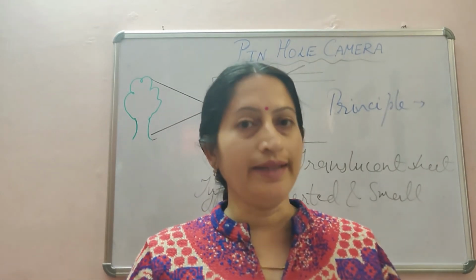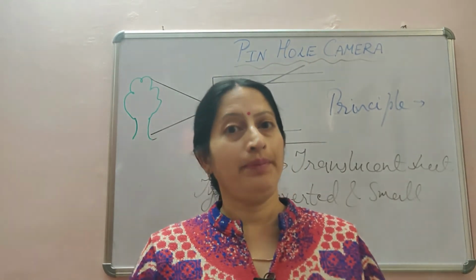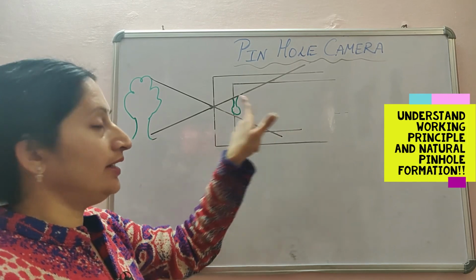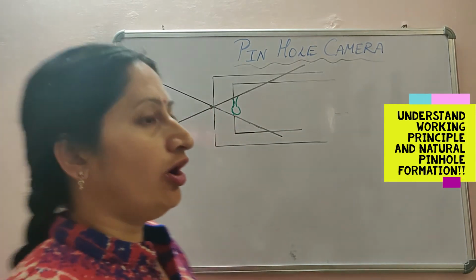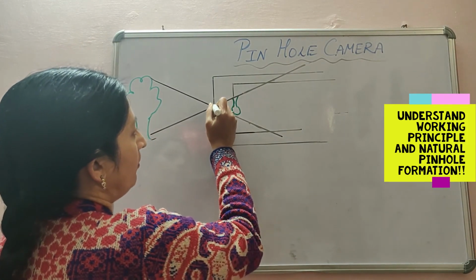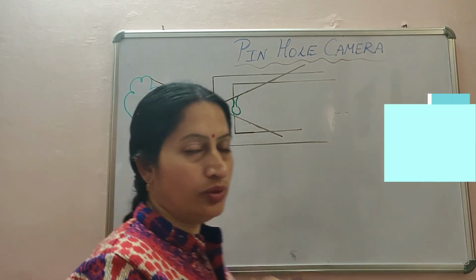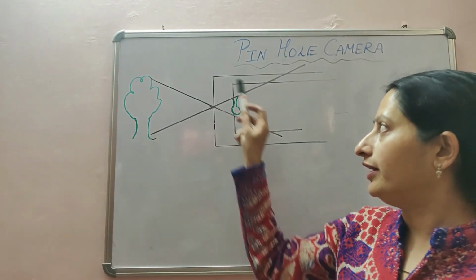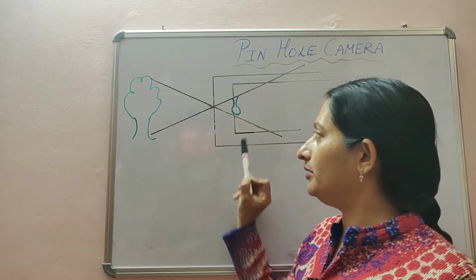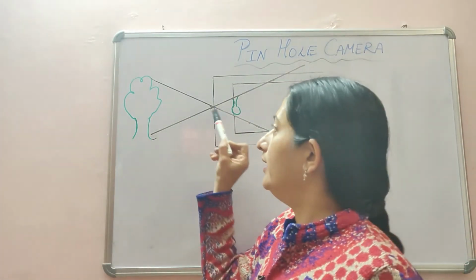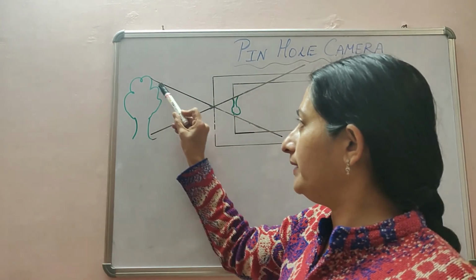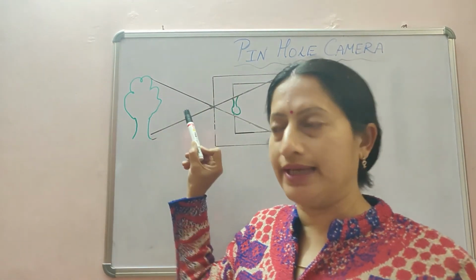So let's understand this scientific concept of pinhole camera today. This pinhole camera is basically a camera which is formed of a pinhole. A hole in the form of a pin-shaped hole is formed in one of the boxes. Actually, two boxes are taken. This is the outer box and this is the inner box. The outer box consists of a pinhole, and through this the light passes from the object.